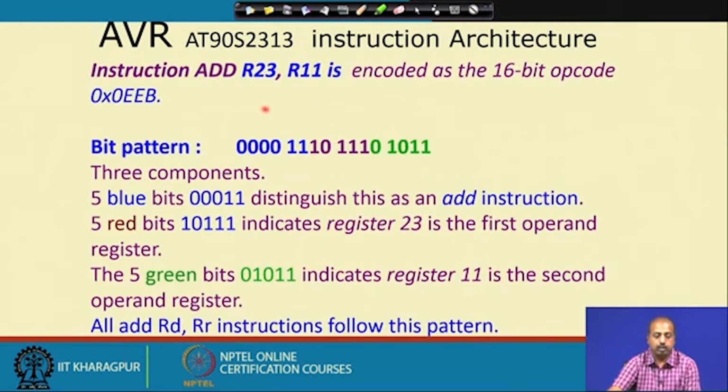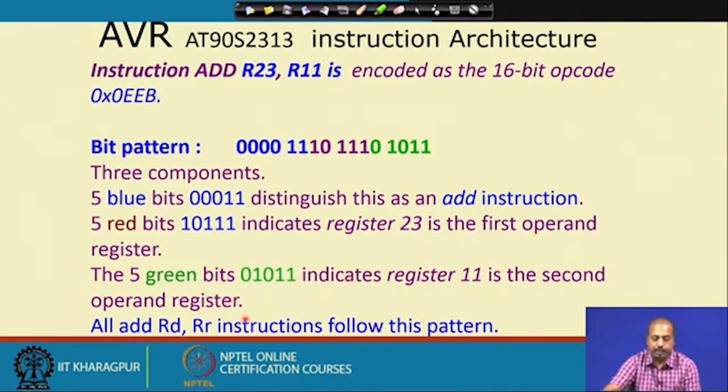For example, add R23 comma R11. This will be given as a 16 bit code 0EEB, and the bit pattern coding is like this. Out of that, these 5 bits, 00011, correspond to the add instruction. Then the next 5 bits, 10111, give the register number 23 as the first operand, and then 01011, that is 11, is the second operand register.